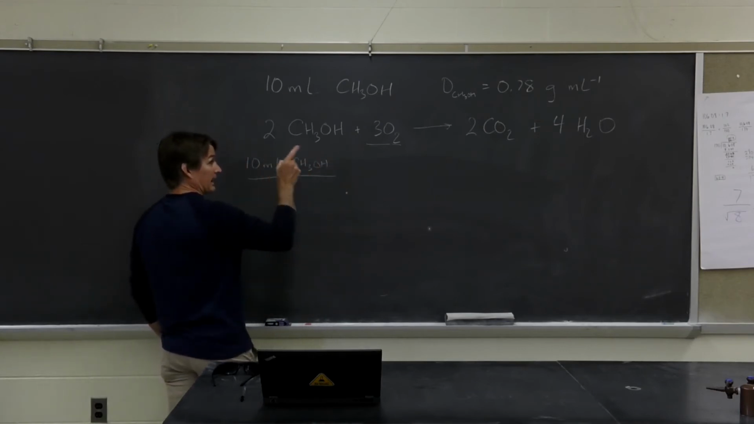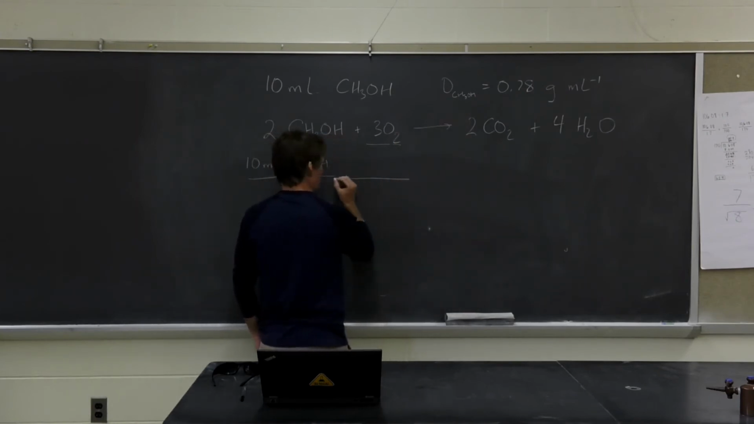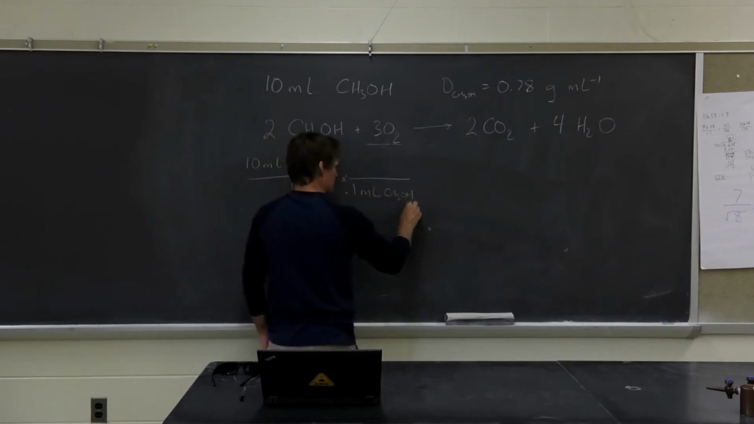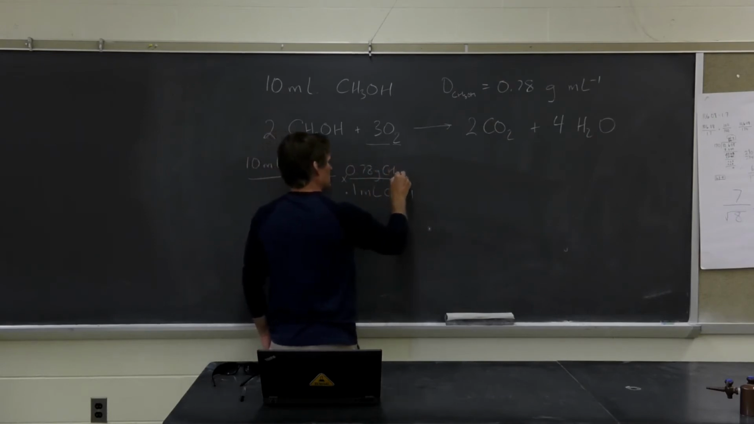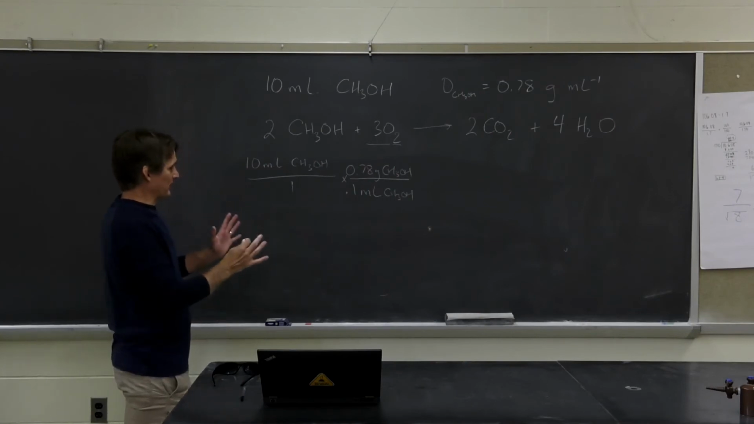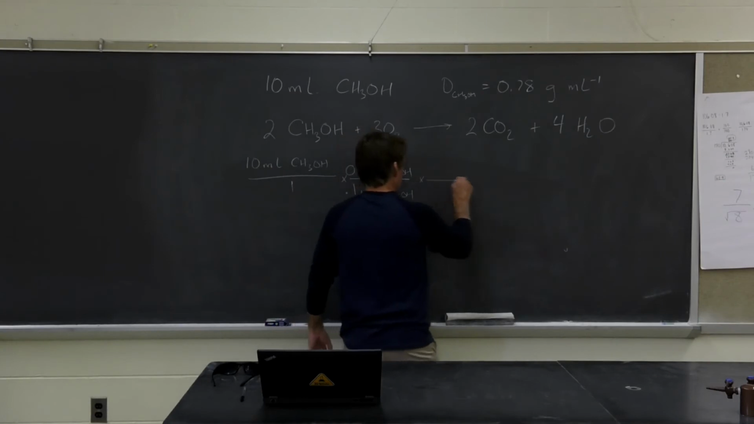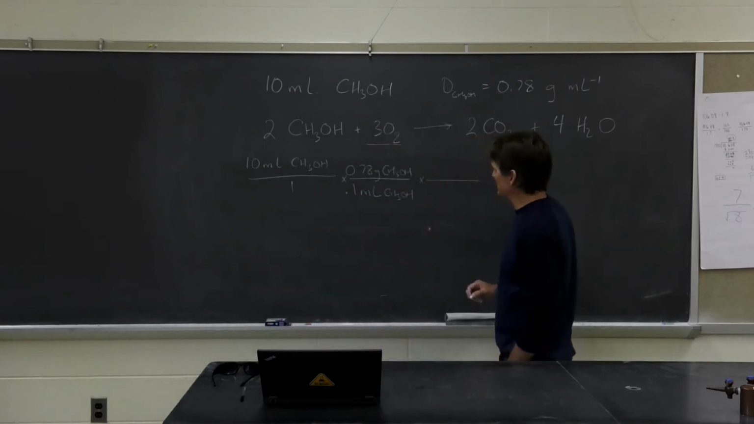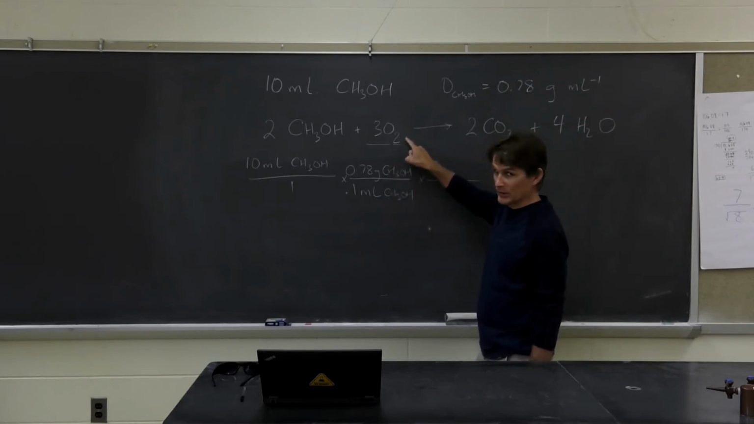I'm going to use my density to convert this to grams. Let's see, 1 milliliter of methanol is going to be 0.78 grams of methanol. Okay, I've converted my mils of methanol to my grams of methanol. Next step, I need to take my grams of methanol and convert it into moles so I can use this equation.